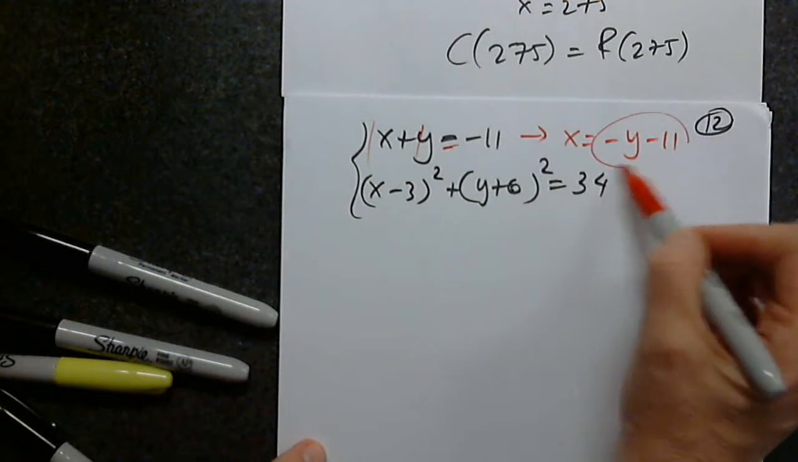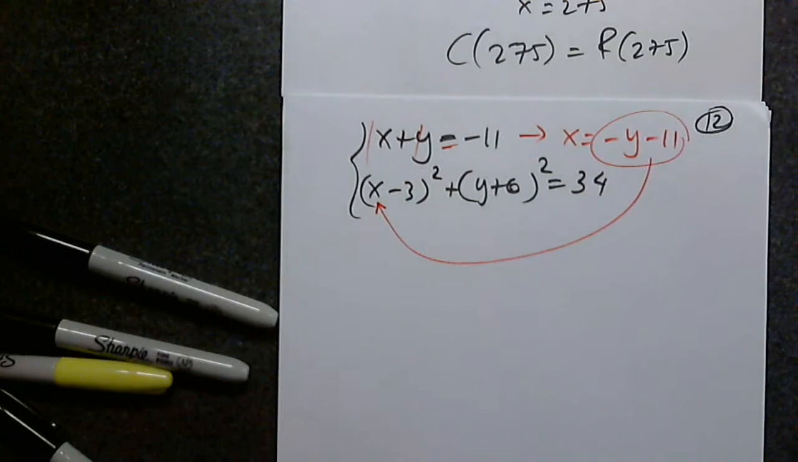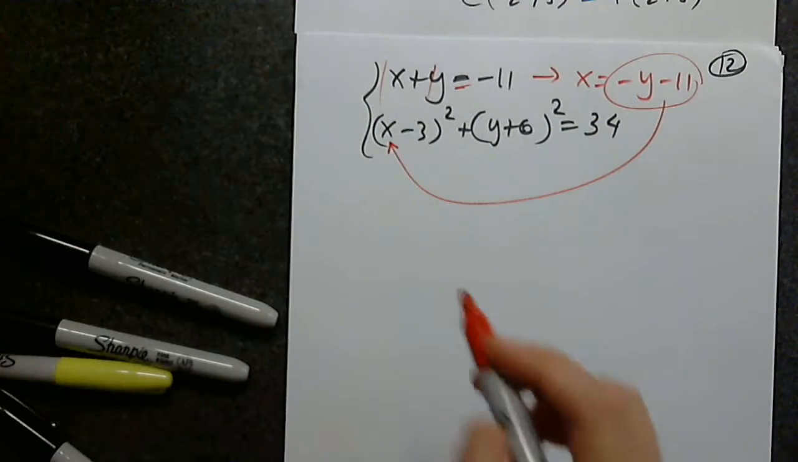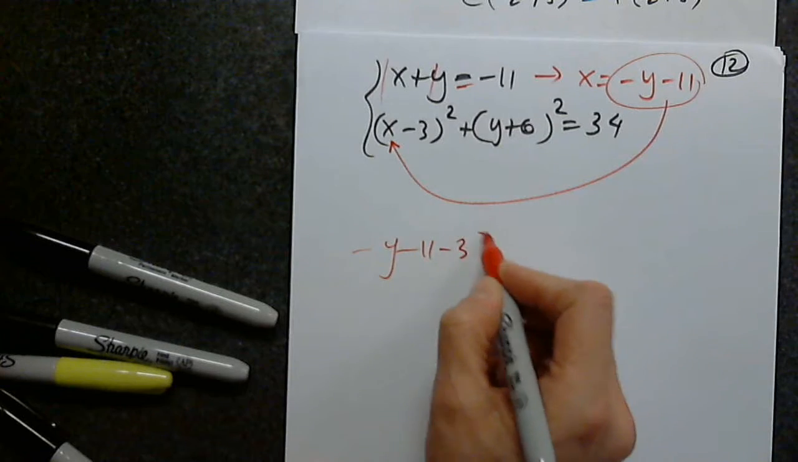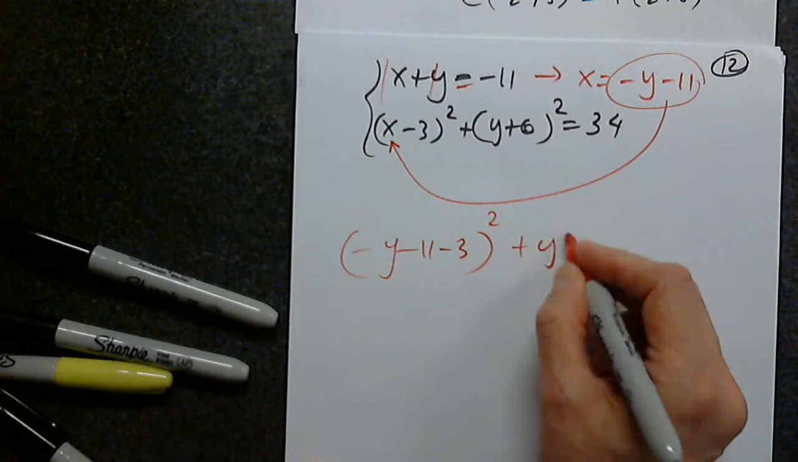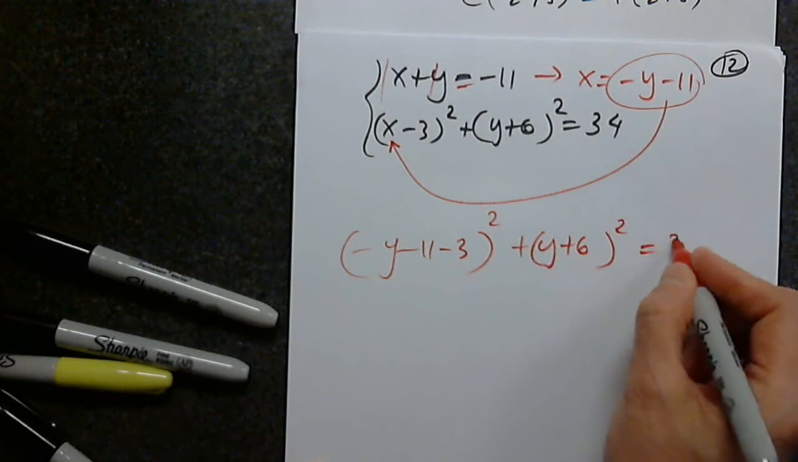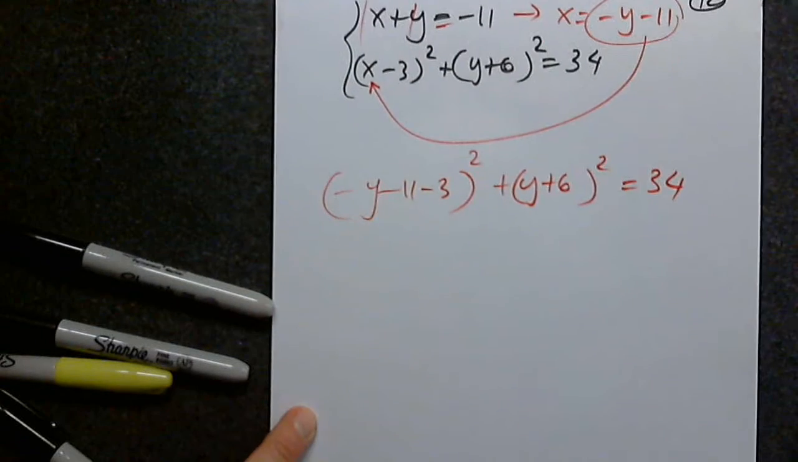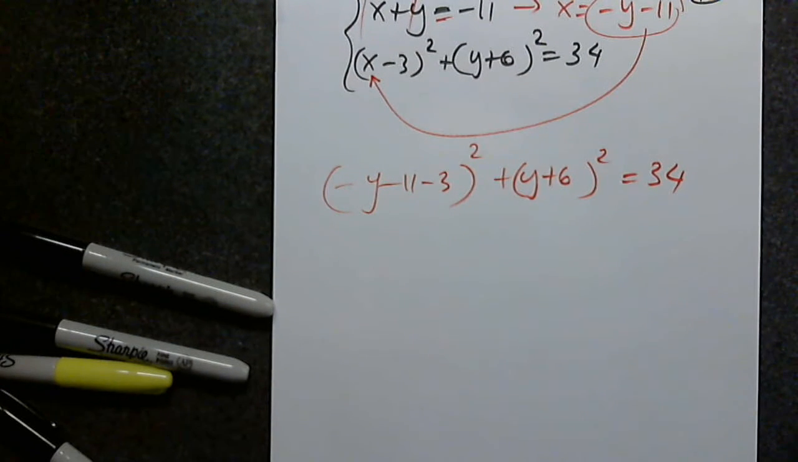I will replace x in the second equation, in that one particular spot where x is, by what? Exactly, indeed. So I have negative y minus 11 minus 3, everything squared, plus y plus 6, everything squared equals 34. Now, obviously, this is an equation in one variable. It's quadratic. I have to fully simplify it and get y. Once I get y, I'm done. I can go back and find x.